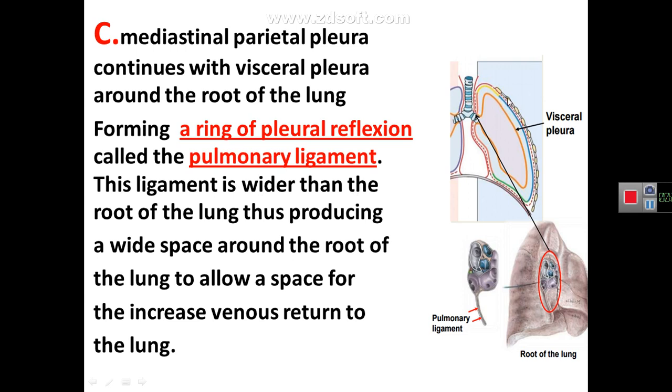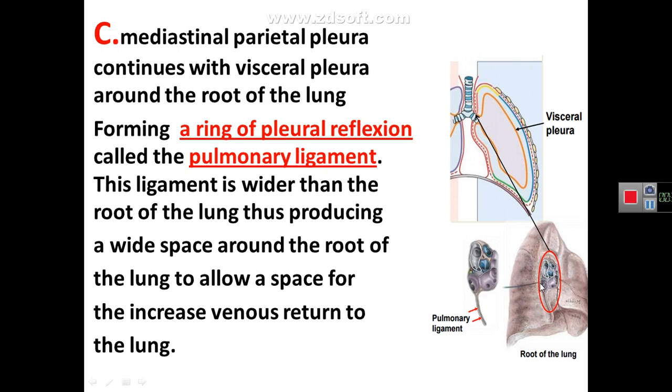In addition to the reflections seen in between the parts of the parietal pleura, we may find a reflection between the pleura that covers the lung, which is called visceral pleura, and the pleura lining the sides of the mediastinum, which is mediastinal pleura. This reflection is located above and below the root of the lung and is called pulmonary ligament.